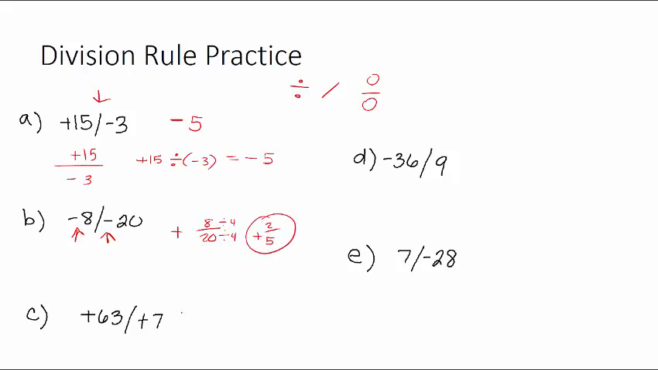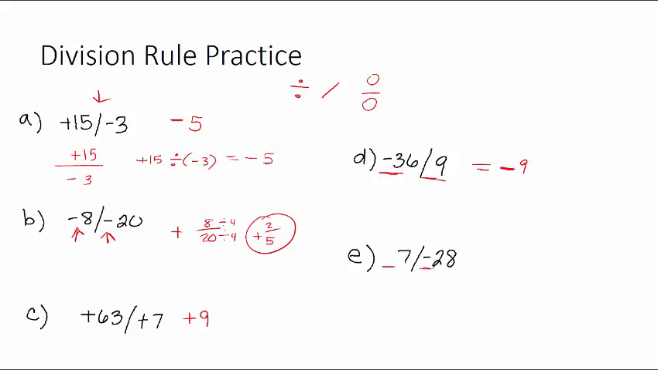Alright, here both the signs are positive, so the answer will be positive because they're both the same. 63 divided by 7 is 9. Here the signs are different, so our answer is going to be negative. 36 divided by 9 is 4.